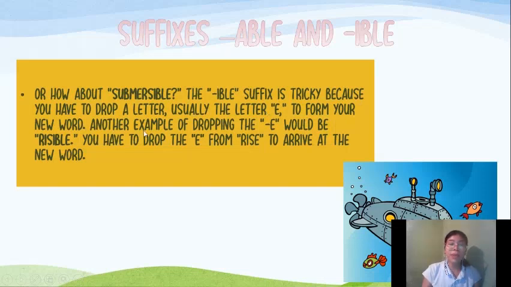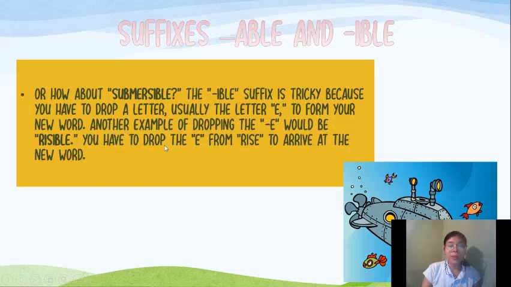Another example of dropping the E would be risible, okay. Remember, rise ends with E, okay, but here we're dropping the letter E and we are putting a letter I. So it is risible here, instead of riseable, which wouldn't sound very good. So we have to take out the E, yes, and put a letter I, yes, before the suffix BLE.